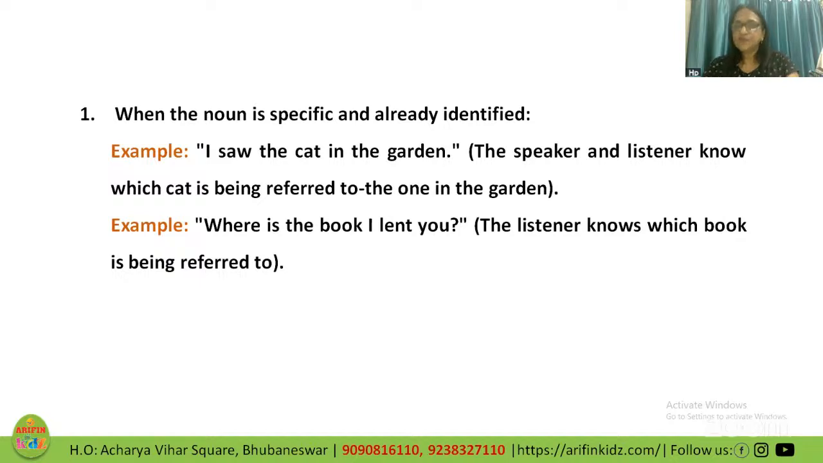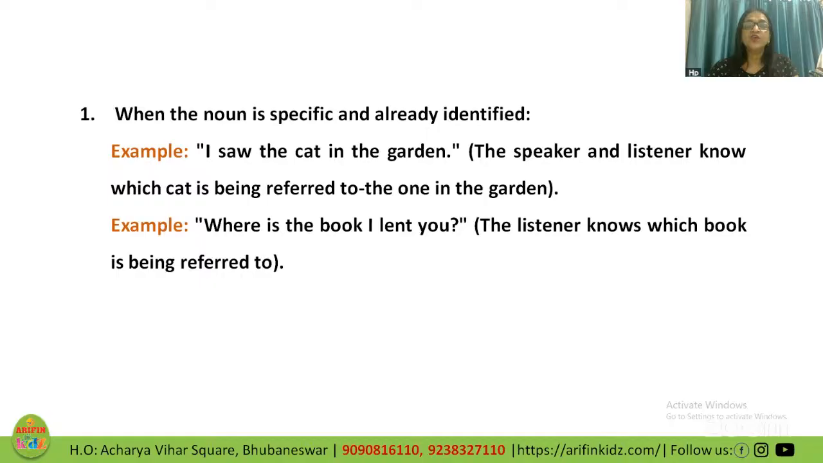When the noun is specific and already identified, for example, "I saw the cat in the garden." Here, the speaker and the listener know which cat is being referred to, the one in the garden. When I say, "I saw the cat in the garden," that means both me and you know about the cat. So here I'm saying "the cat", not "a cat".